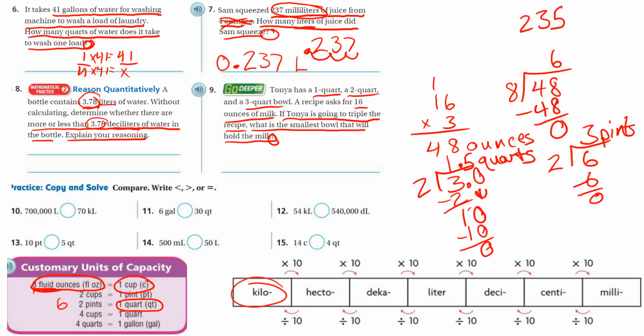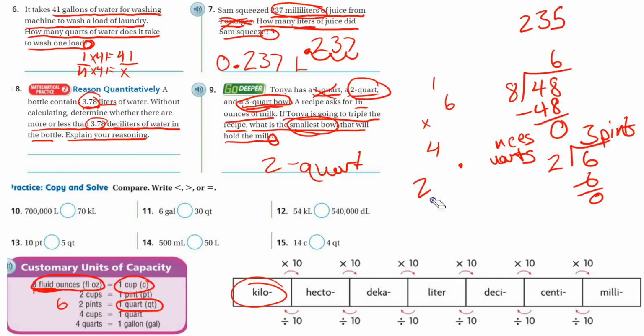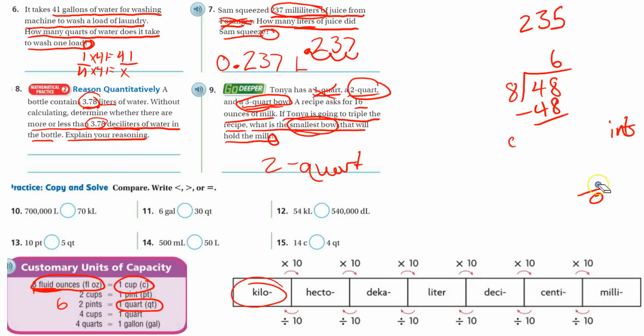So 1.5 quarts, we can't use the 1 quart bowl. The 3 quart bowl would work, but it wants to know what's the smallest bowl. So the smallest bowl that will work is the 2 quart bowl, because 48 ounces is 1.5 quarts. Okay, I'm going to erase my work, but again, I never want you to erase your work. You have scratch paper, use as much as you want.